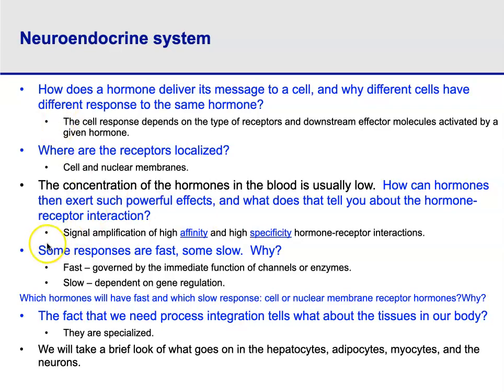So some responses are fast and some slow. Why is that? Well, fast responses are usually connected with response elements such as channels or enzymes that usually exert a fast response. The response is connected with their function, and all it takes is for them to be either turned on or turned off. Now, slow responses are usually dependent on gene regulation.